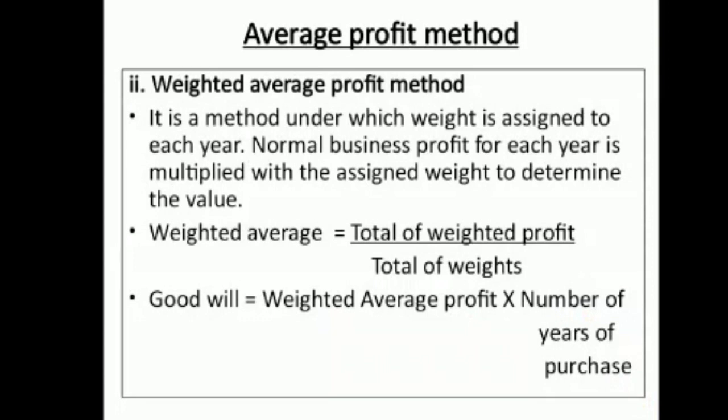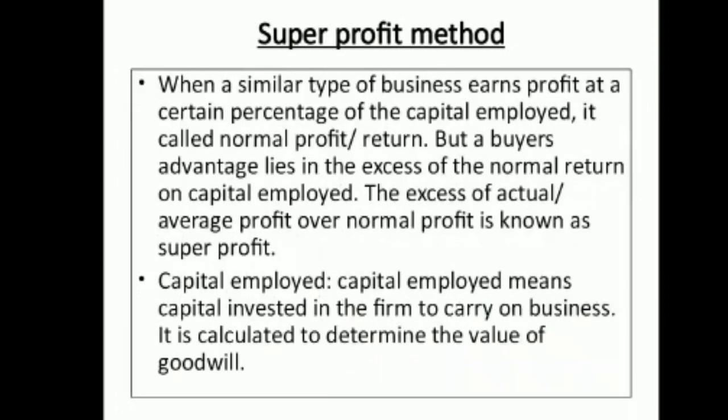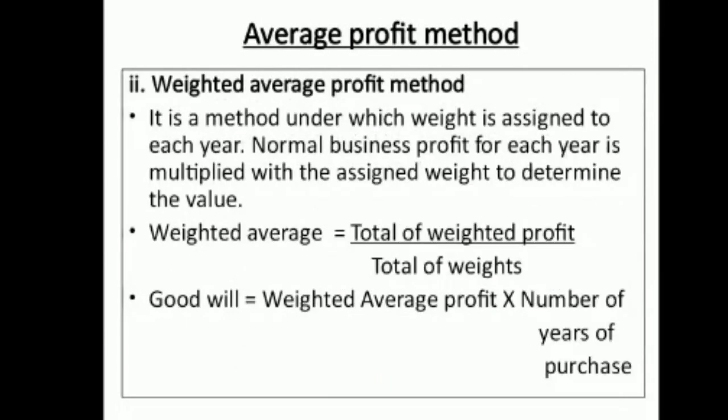We have to multiply that weight with the profit of that particular year, so that we get a weighted profit. That weighted profit has to be totaled, and that has to be divided by the total of weights. Next, with that weighted average, the goodwill will be calculated by multiplying with the number of years of purchase.